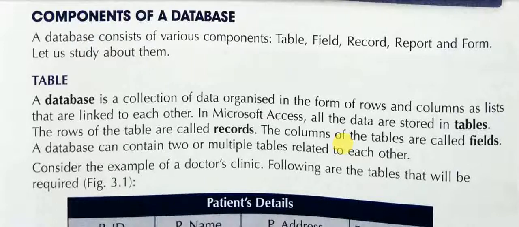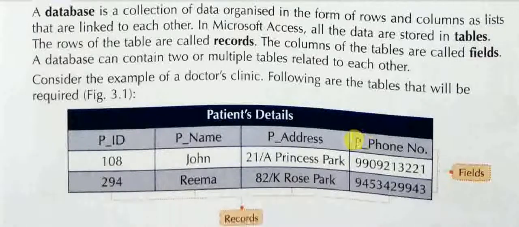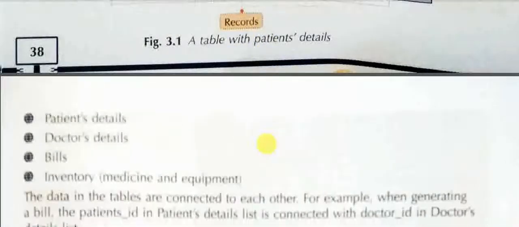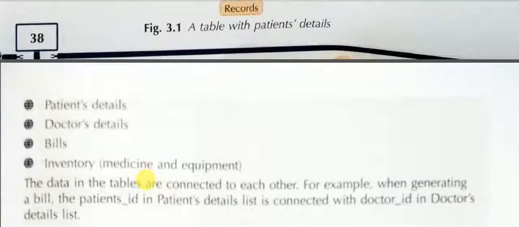So consider the example of a doctor's clinic, means this table given. So following are the tables that will be required. If there is a database called doctor's clinic, then what can be there? Like patient details, this is one of the tables. Then again there are other tables. There can be other tables like doctor details, bills, inventory, medicine and equipment. Okay, so these are the tables that can be there.